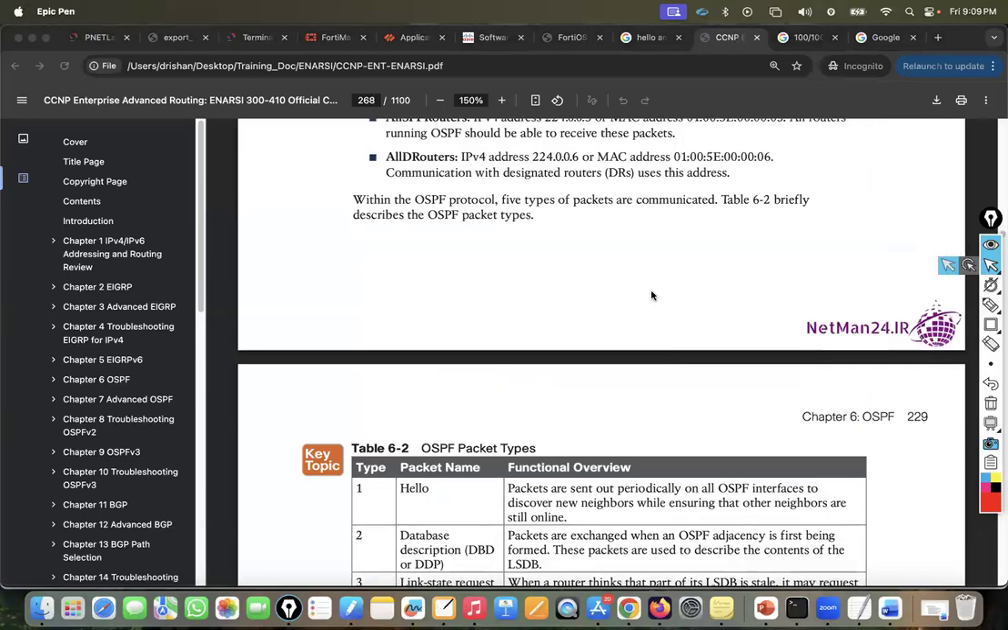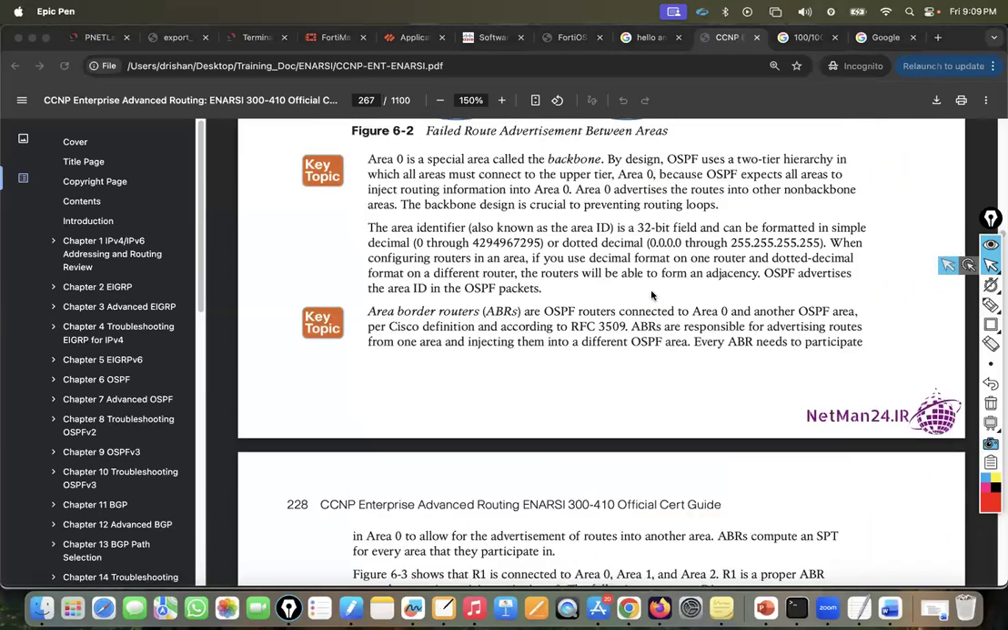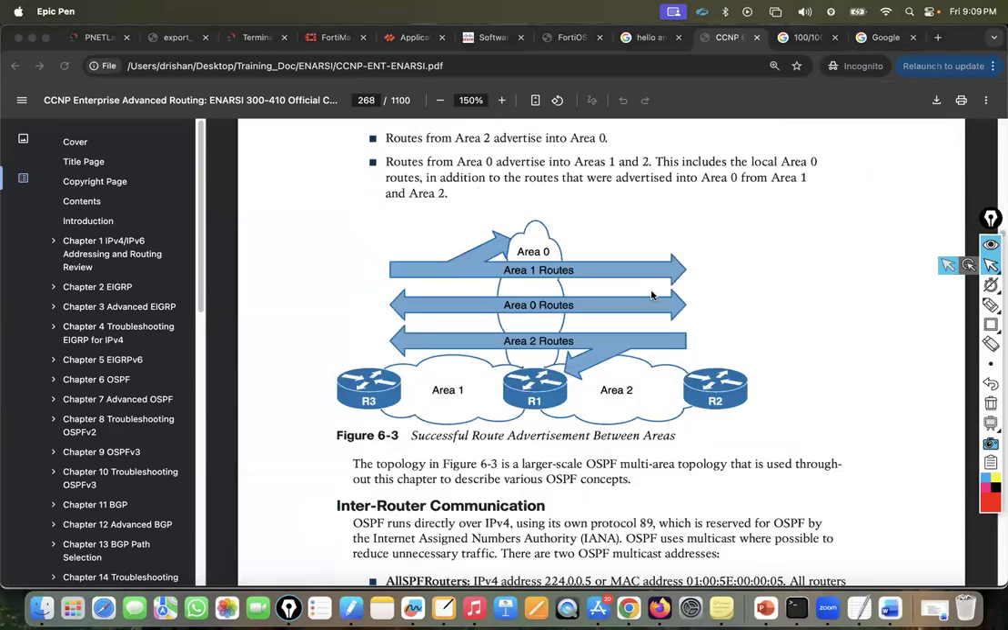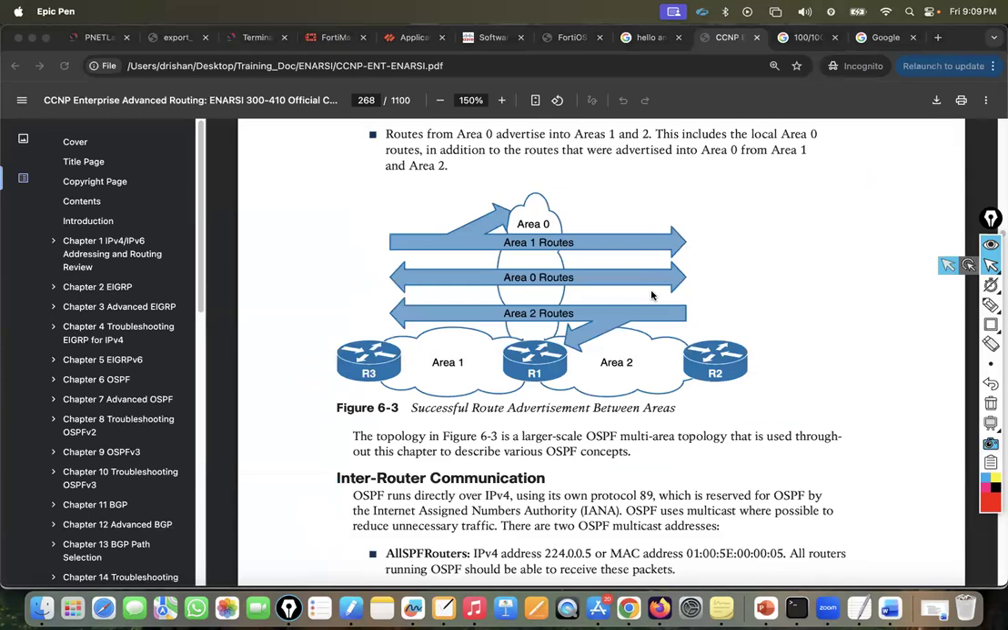I think we are clear till here, right? So we understand the message types in OSPF, and we understand how OSPF exchanges the packets before forming the neighbor. Any doubt, guys, till here?